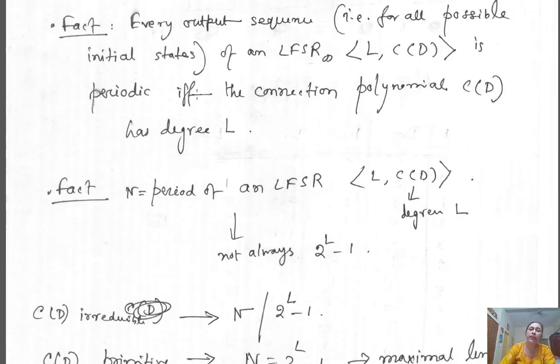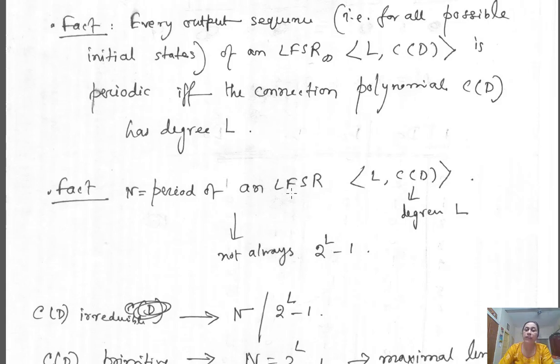It is periodic, but its period may not always be 2 to the power L minus 1. Whatever examples we have taken, it was always 2 to the power L minus 1. I have taken L to be 4 in both the examples, so for both it was 15, 2 to the power L minus 1. But it is not always the case.